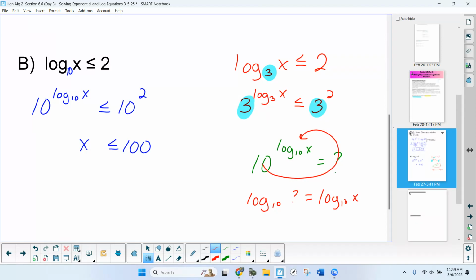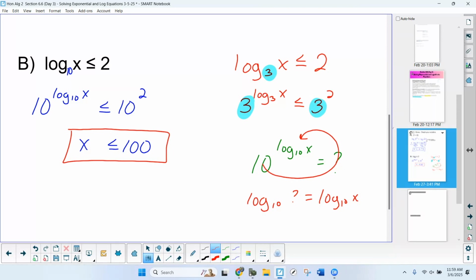But if you remember the rule, you just say, oh yeah, 10 raised to the log base 10 of x is x. If over here you would have 3 raised to the log base 3 of x, it's still just x. But over here you'd have x is less than or equal to 9. All right, am I done? Yeah, we're done.